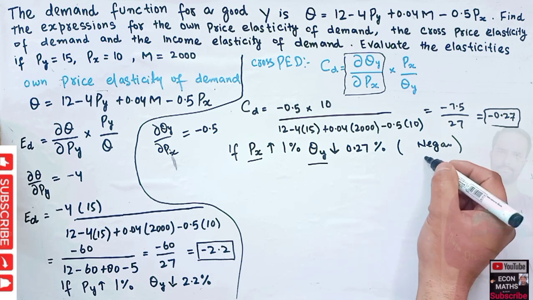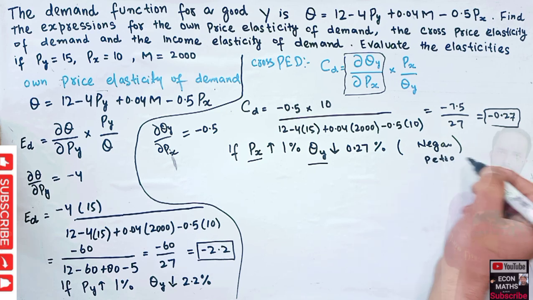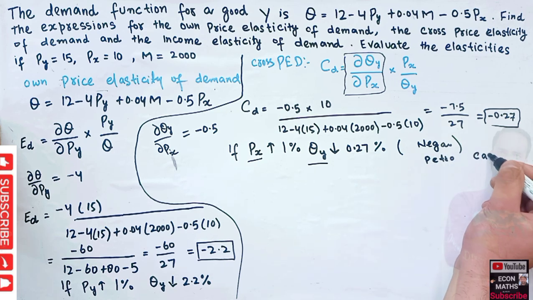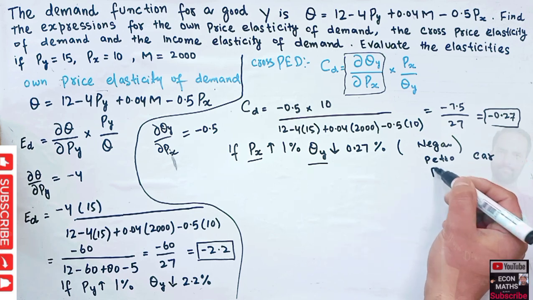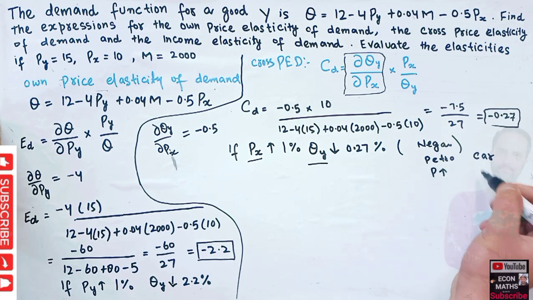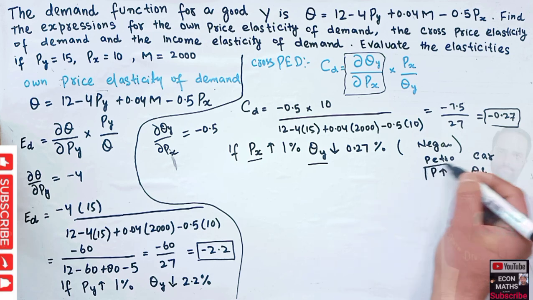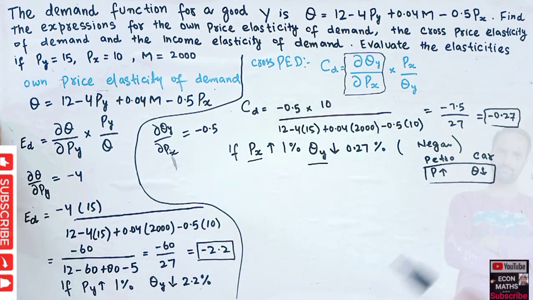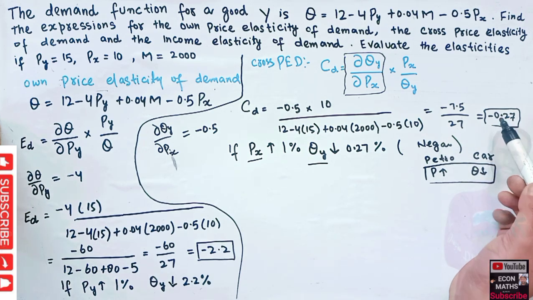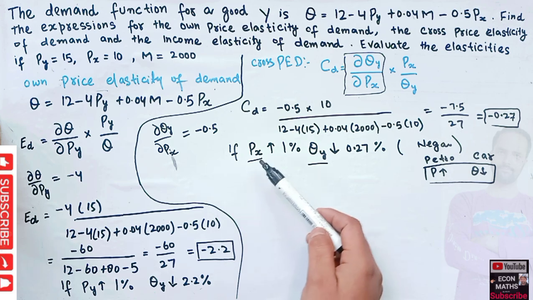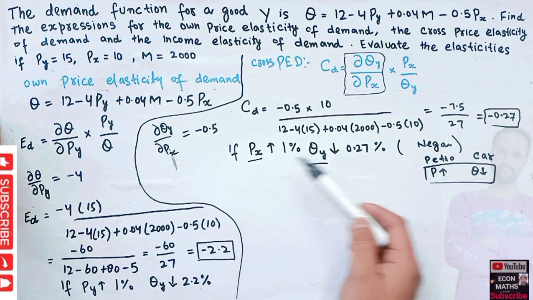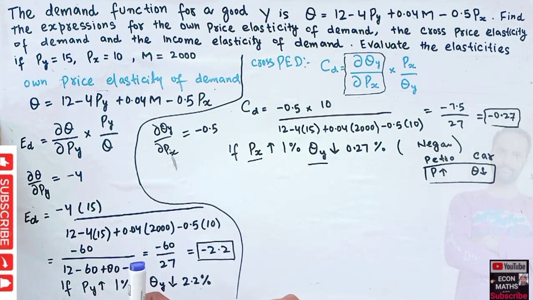We can say petrol and car. If the price of petrol increases, the quantity demanded of cars will decrease obviously. So how do we make sure of this? Because we have a negative sign here, there is an inverse relationship between the quantity demanded of good Y and the price of good X. So this was about the cross price elasticity of demand.